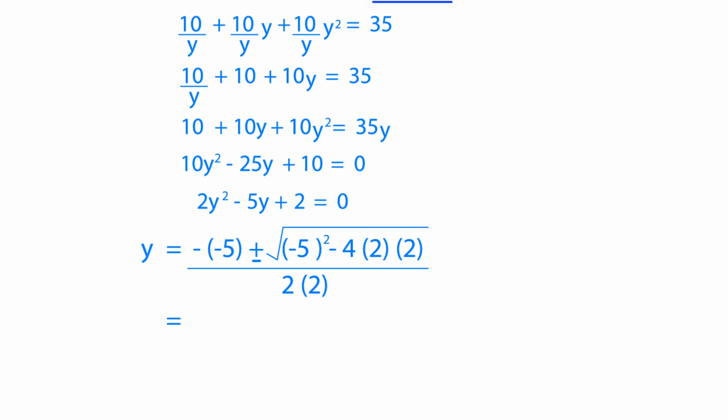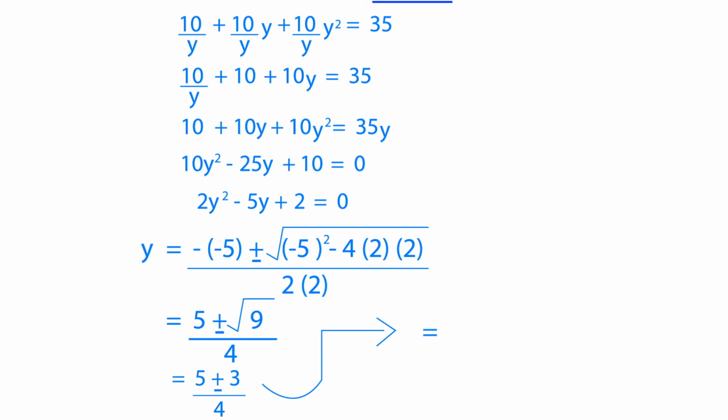So we've got 5 plus or minus the square root of 25 minus 16, which is 9. Okay, that gives us a good root, all over 4. So this looks like 5 plus or minus 3 over 4. And therefore that's 5 plus 3 over 4, which is 2, and 5 minus 3 over 4, which is 2 over 4. So those are your two values for y.